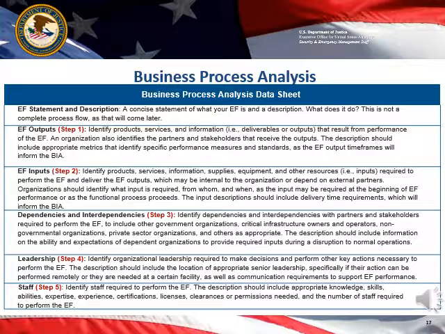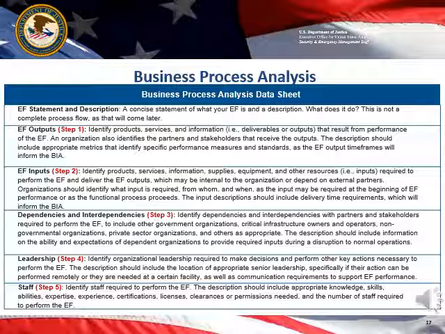Step 1 of the business process analysis is intended to identify products, services, and information resulting from the performance of the mission essential functions. An organization also identifies the partners and stakeholders that receive the outputs. The description must include appropriate metrics that identify specific performance measures and standards, as the mission essential function output timeframes will inform the business impact analysis.